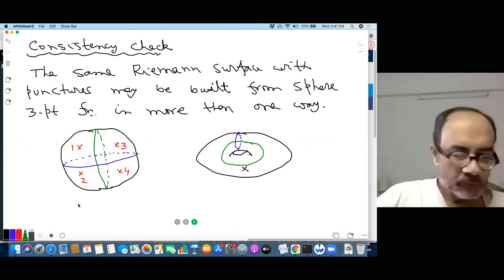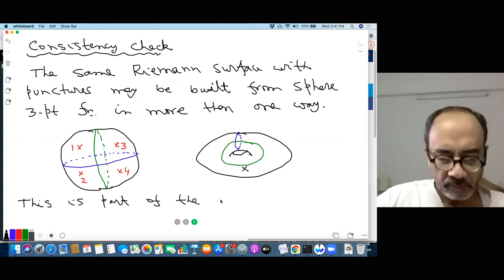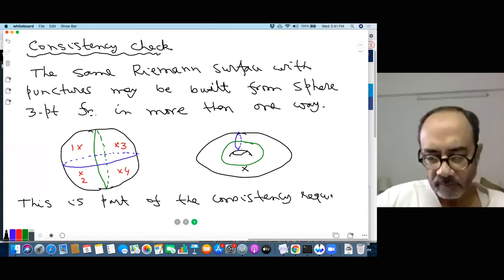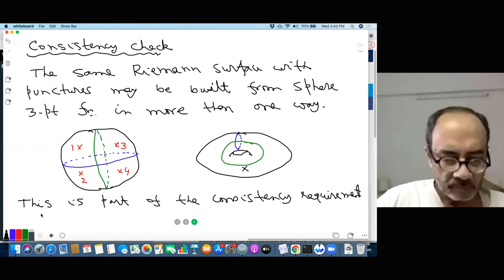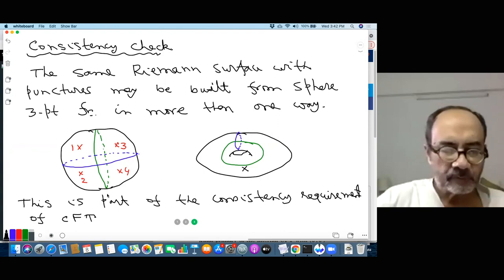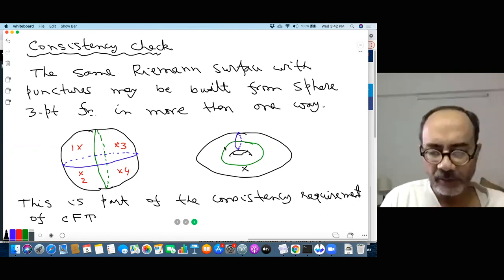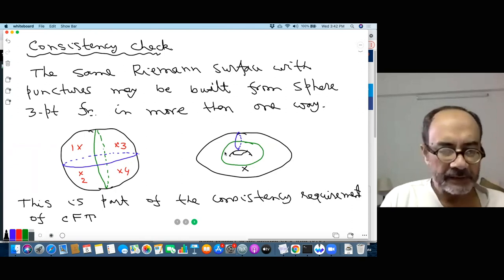In fact, this consistency is part of the consistency requirement of CFT. If these two procedures don't give the same answer, then we declare that the underlying CFT is not a consistent CFT. This is known as crossing symmetry. This is known as modular invariance. These are just names for these consistency checks.